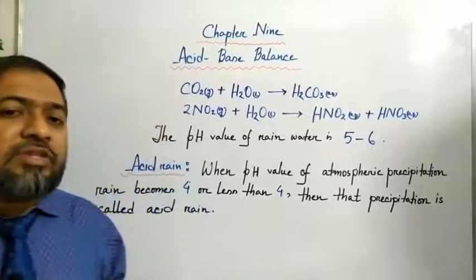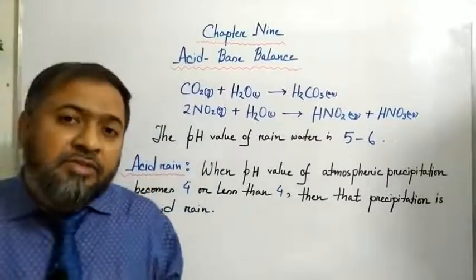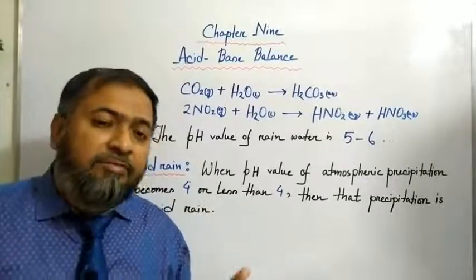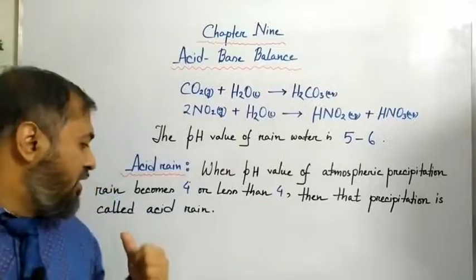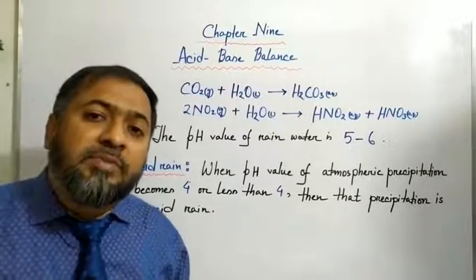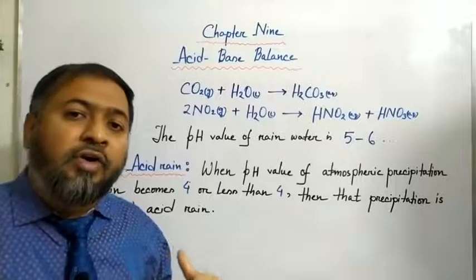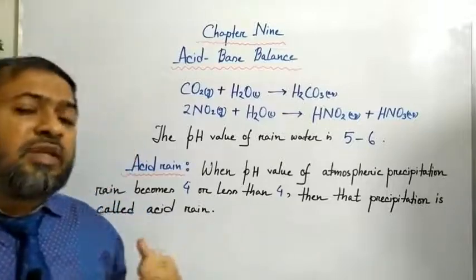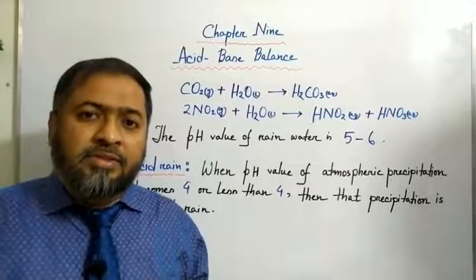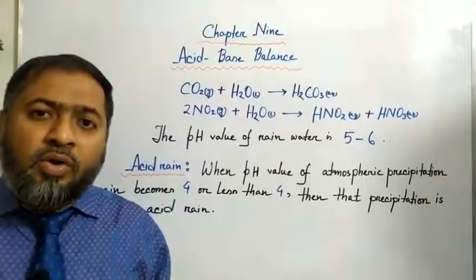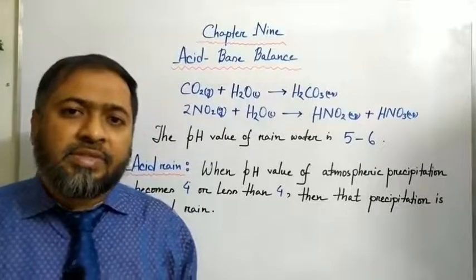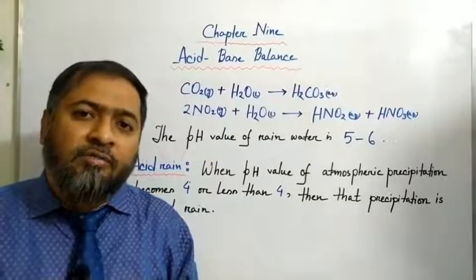Now you can see the definition of acid rain. When the pH value of atmospheric precipitation becomes 4 or less than 4, then that precipitation is called acid rain. I repeat once again, when the pH value of atmospheric precipitation becomes 4 or less than 4, then that precipitation is called acid rain. So the main acids which cause acid rain are sulfurous acid, sulfuric acid and nitric acid.